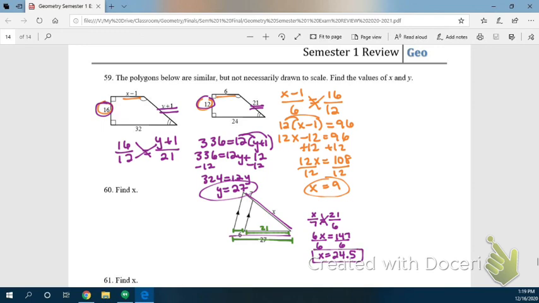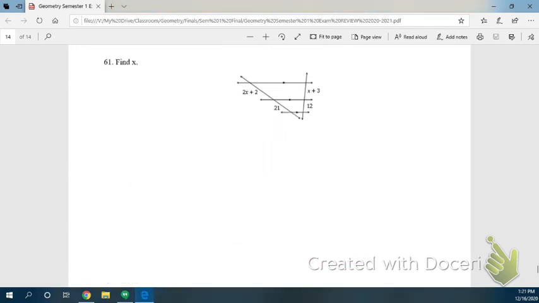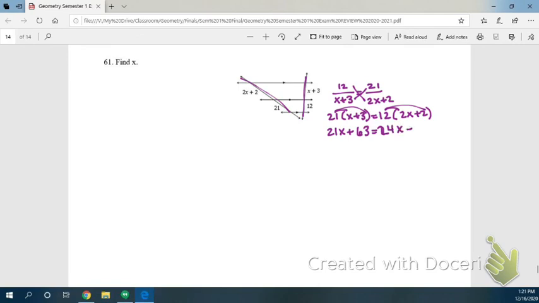We have one more problem. I have somehow survived this. All right, so number 61, when you set it up, I had 12 over x plus 3 equals, the other side is 21 over 2x plus 2. When I cross multiply, I have 21 x plus 3 equals 12 parentheses 2x plus 2. You need to be really careful with distributing here because there's a lot to distribute.